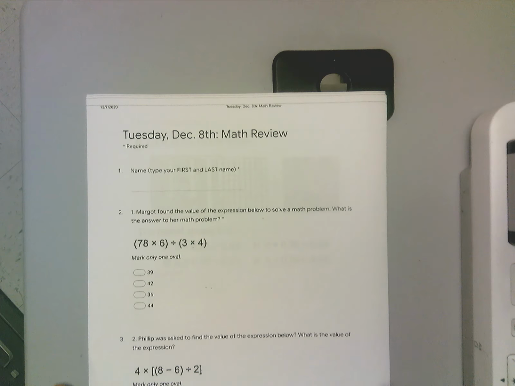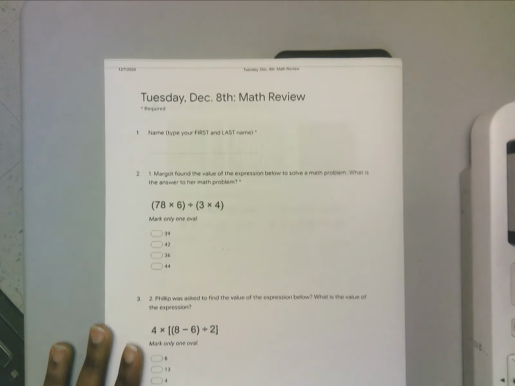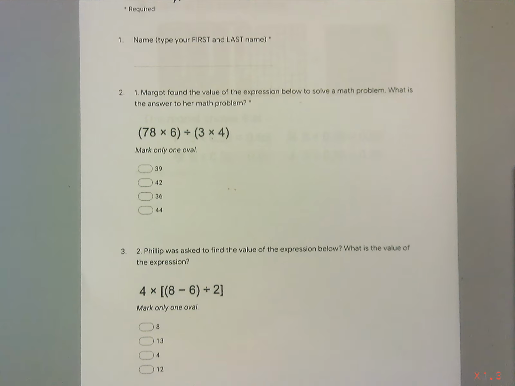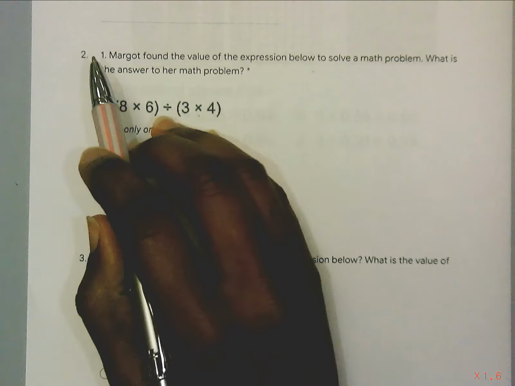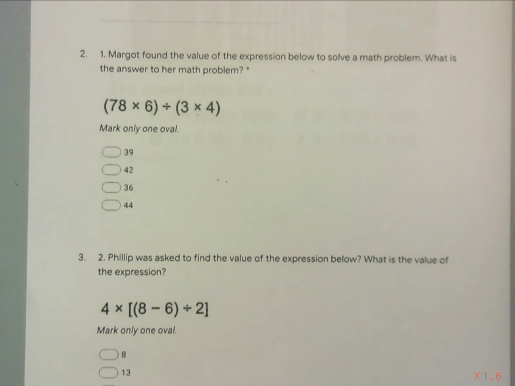All right, we are going over your math review that you had today. I'm just going to go over the answers and check along to make sure you got the correct answer and you know how to work the problem. All right, so for the first one, Margaret found the value of the expression below to solve a math problem. What is the answer to her problem?